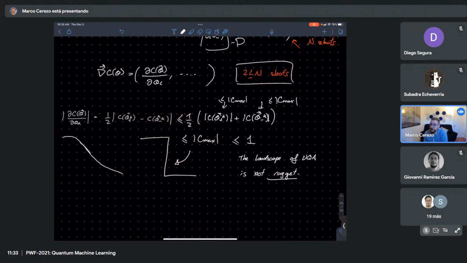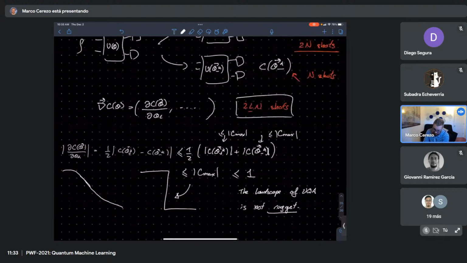So we have a question from YouTube. Could you please comment on the computational cost of calculating the gradient with respect to the number of parameters? I believe this is what we did here. So essentially, it scales linearly with the number of parameters.